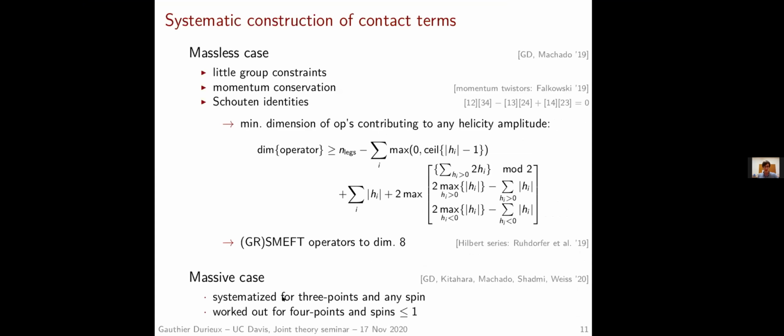We achieved a systematic procedure for the construction of 3-point amplitudes of any spins, and also worked out explicitly the construction of 4-point amplitudes for spins no higher than 1.